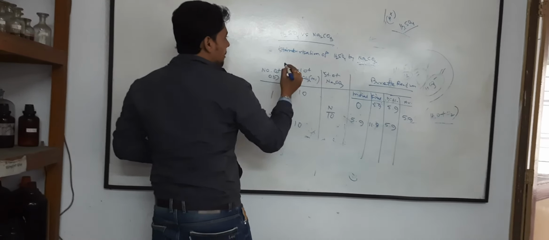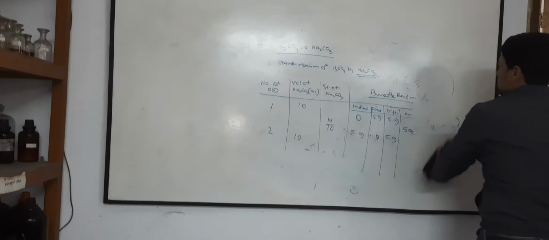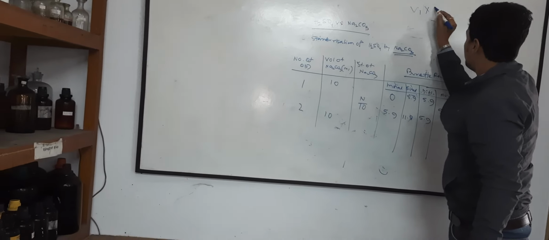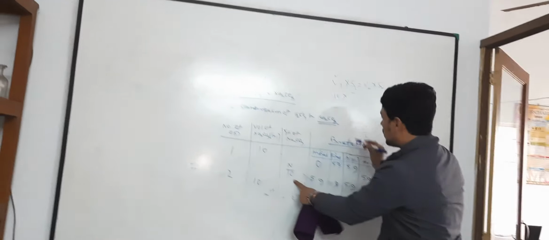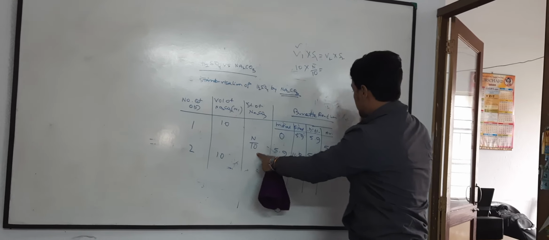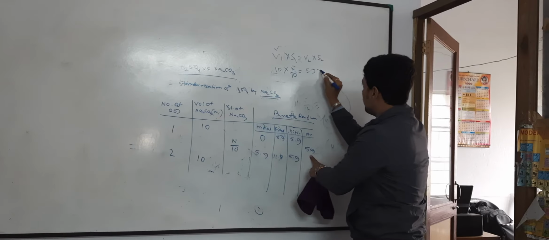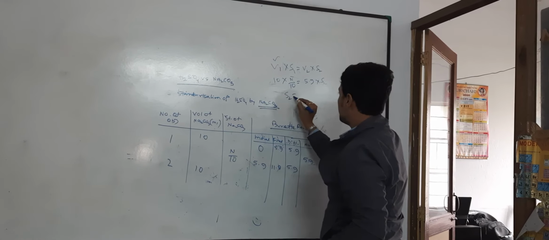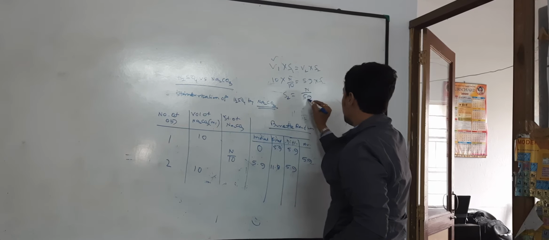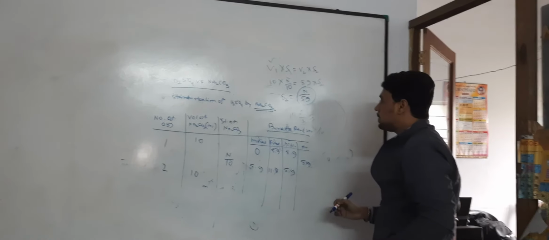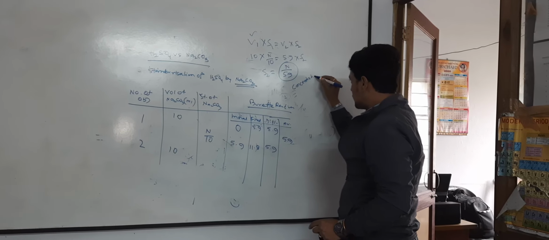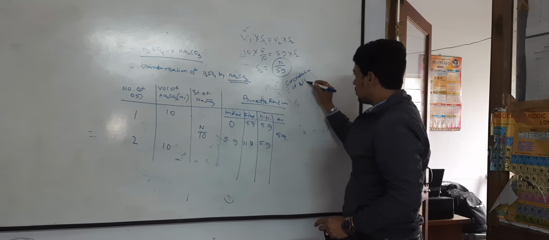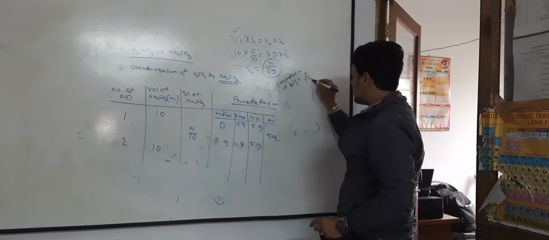Now apply the V1S1 equals V2S2 rule as I have shown you. V1 into S1 equals V2 into S2. V1 is 10 ml. S1 is N by 10. V2 is 5.9. And then we will calculate S2. S2 will be N by 5.9. That means concentration of H2SO4 equals N by 5.9.